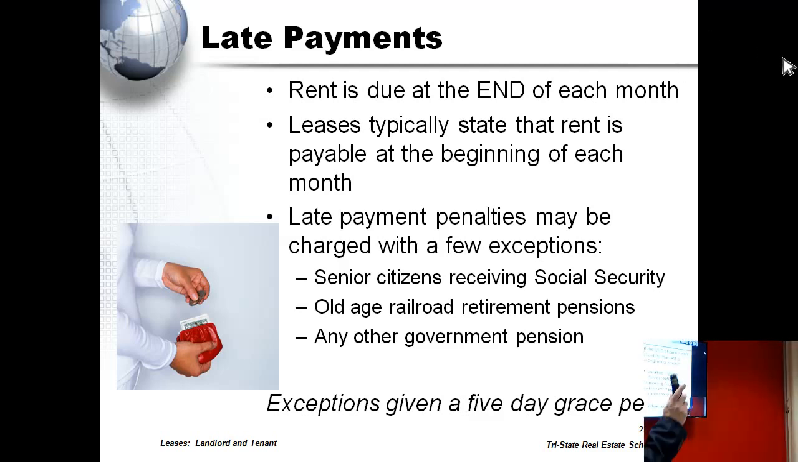Okay, so we'll get to that shortly, but the late payments, rent is due at the end of each month. That's the bottom line. So typically leases state that the rent is payable at the beginning of each month, though. We don't want them to live there for a full month and not pay for the services they used. But it's just like going to a restaurant, right? You order your food, you don't pay for it in advance, do you? You pay for it after you're done eating.